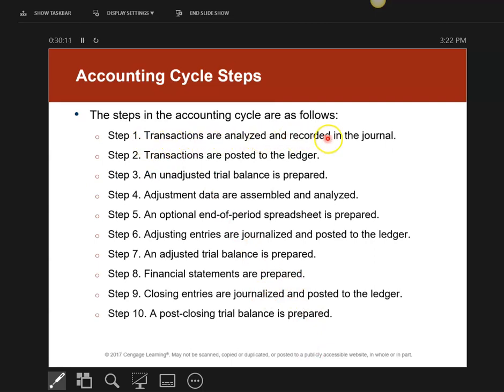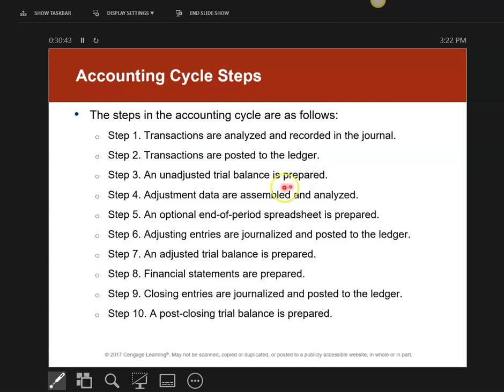Step 1, transactions are analyzed and recorded in journals. So that's the journalization of the day-to-day activities that happen. And this is what we learned in chapter 2, where we were actually doing debits and credits. Then we're going to take those same journal entries and post them to the 4-column ledgers. This was chapter 2. Then we prepare an unadjusted trial balance. So steps 1, 2, and 3 all represent chapter 2.